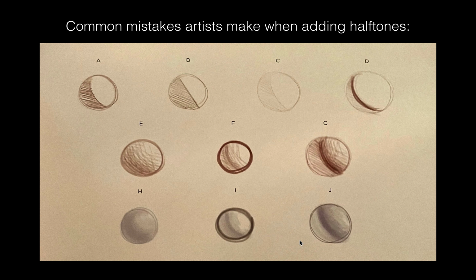And then G is making the halftone darker than the shadow, which seems counterintuitive, but I want to make sure that you understand that there is a reflected light, but we do want the reflected light lighter than the core shadow and the halftone. The core shadow should be the darkest, the halftone a little bit lighter, and then we have our highlight. And as you see here with H, I, and J, those are just the marker grayscale versions of E, F, G, to show you that even in grayscale, they don't really work.